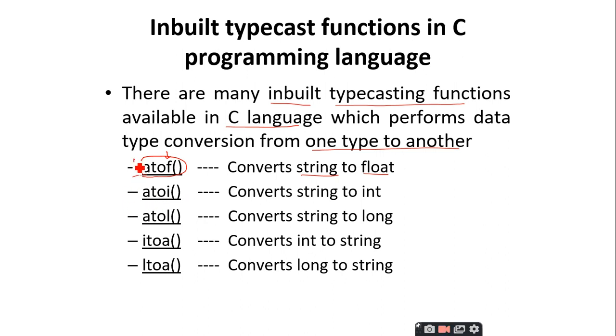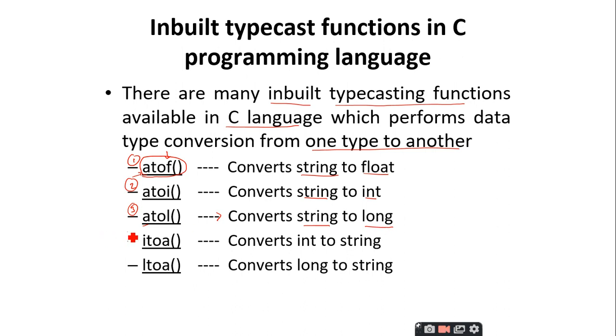There exists another function called atoi, or you can call it A to I. A is string and I is int. So, this function converts the string to integer. And the third function is atol or A to L. A is nothing but string and L is long int. This predefined function converts the strings to long integer.